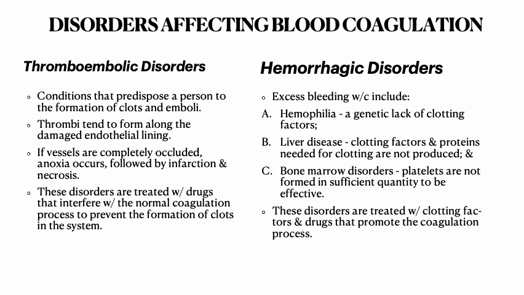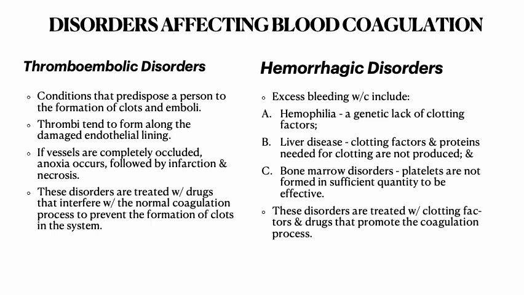We now move on into disorders affecting blood coagulation. Disorders that directly affect the coagulation process are referred to as hemorrhagic disorders. These disorders fall into two main categories. First, those conditions that involve overproduction of clots, or thromboembolic disorders. And second, those conditions in which the clotting process is not working effectively, resulting in risk for excess bleeding.